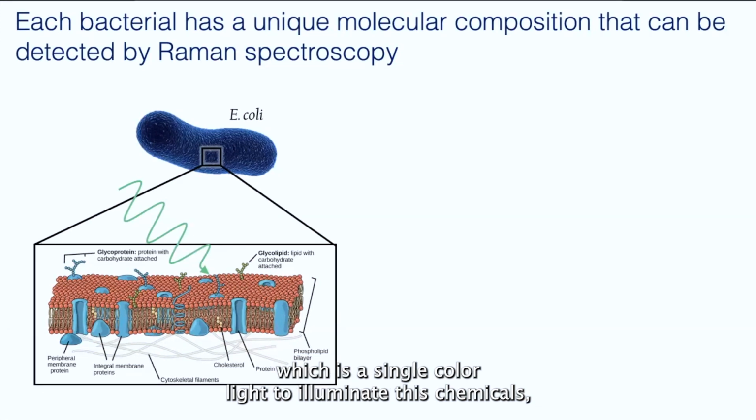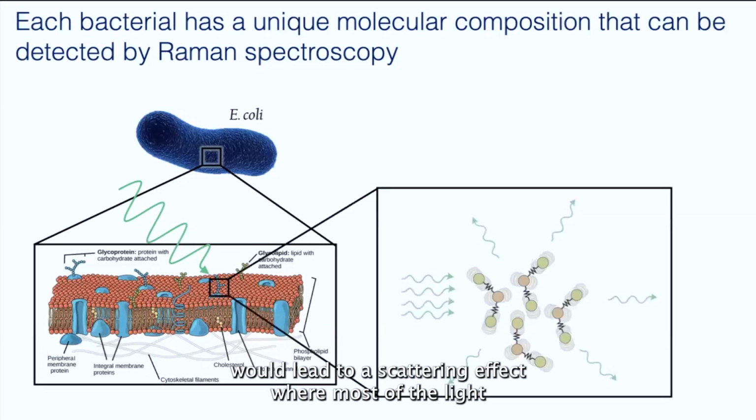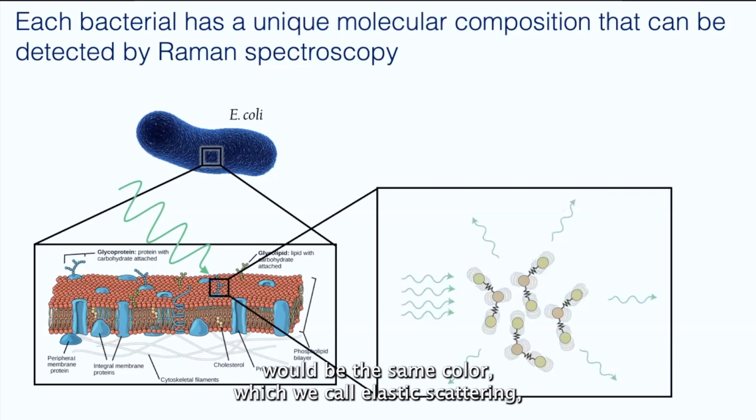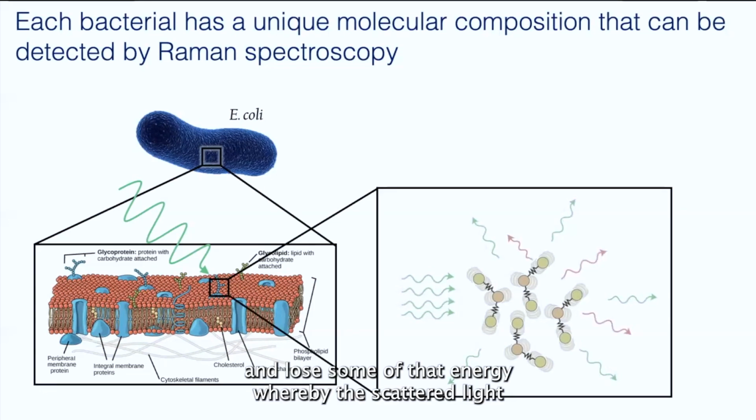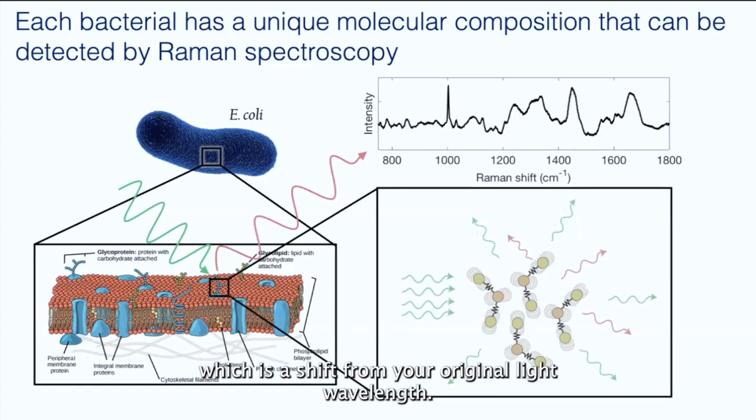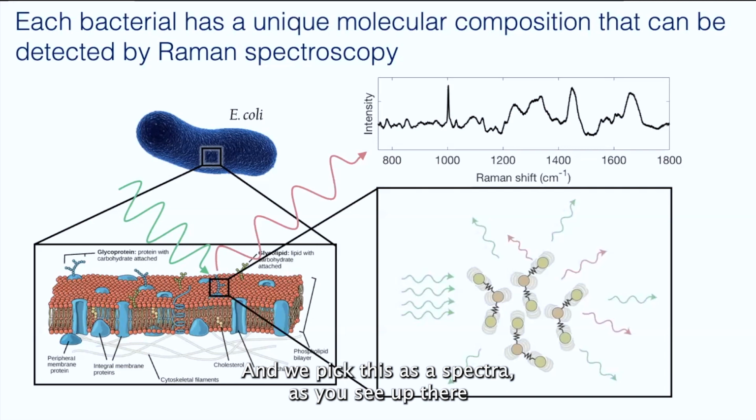to illuminate these chemicals would lead to a scattering effect, where most of the light would be the same color, which we call elastic scattering, some of which will interact with the vibrations in the molecular bonds and lose some of that energy, whereby the scattered light becomes a weaker version, or what we call a Raman shift, which is a shift from your original light wavelength. And we pick this as a spectra, as you see up there, whereby at individual wave numbers, we're looking at what sort of color came out, and it gives you a fingerprint.